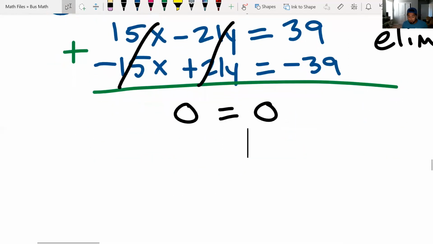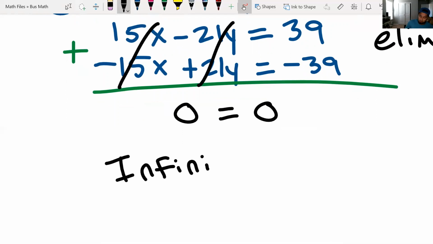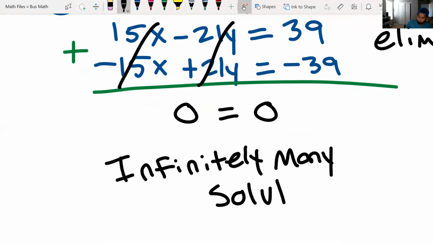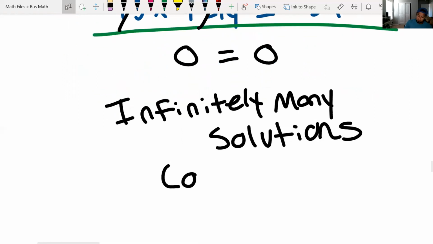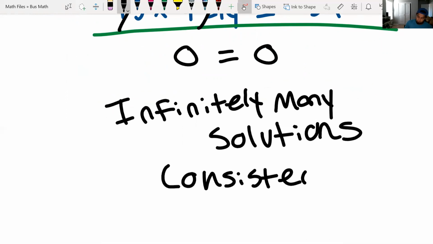And if we reference the box above, this means we have infinitely many solutions. And this means that the system is consistent. Excellent.